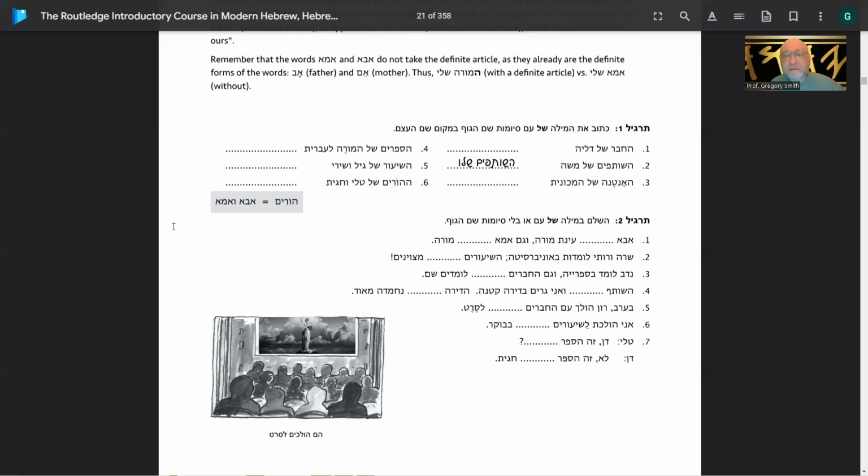All right, so what is this asking us to do here? We've got targil, that's like exercise number 1. Ktov et hamilim. Okay, so write the words shel, belonging to, with, let's see here.